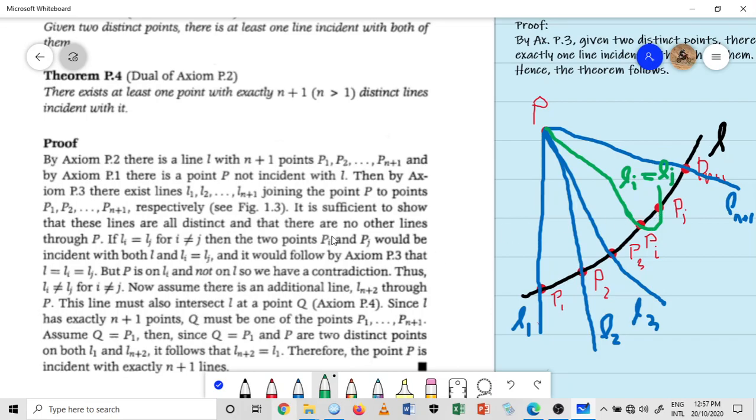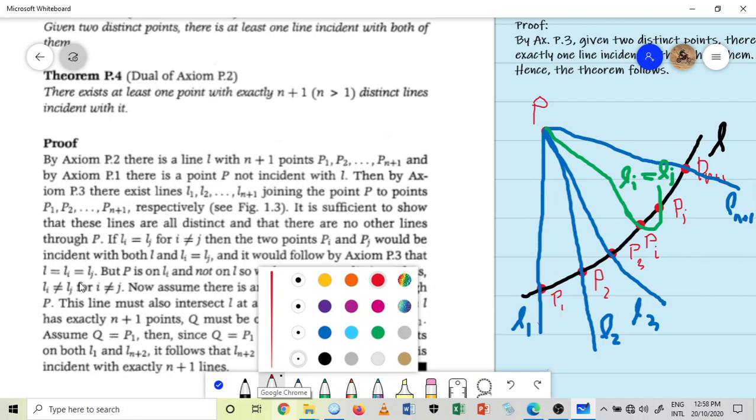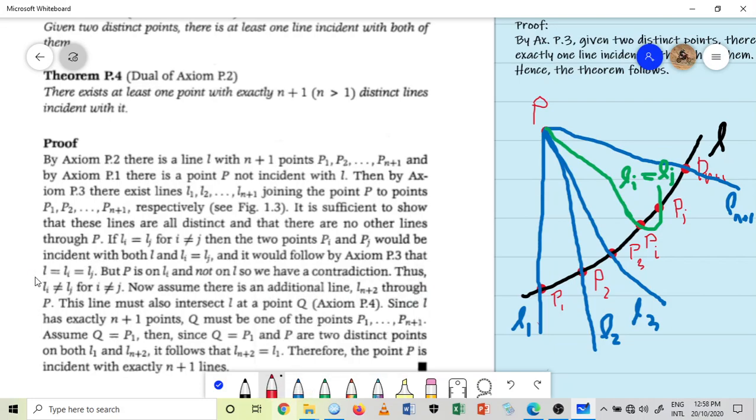But axiom P.3 asserts that for every two distinct points, there can only be one line. Note that line L sub I, which is the same as L sub J, and line L contain P sub I and P sub J. But these 2 points are distinct, meaning only one line contains them. Therefore, L sub I and L sub J are just the same line, because all of them contain P sub I and P sub J here.